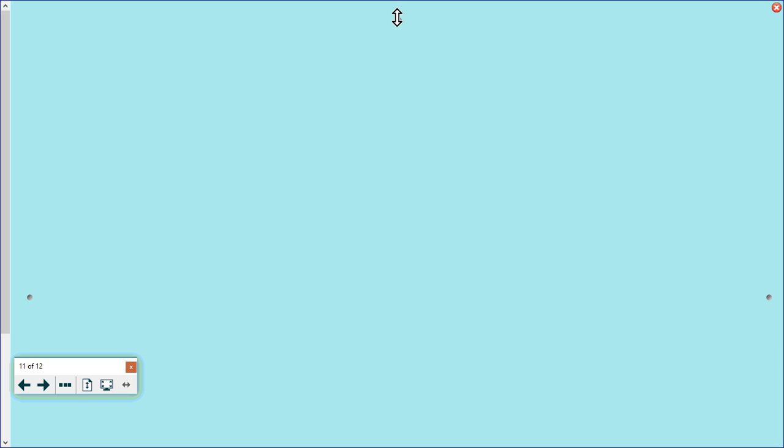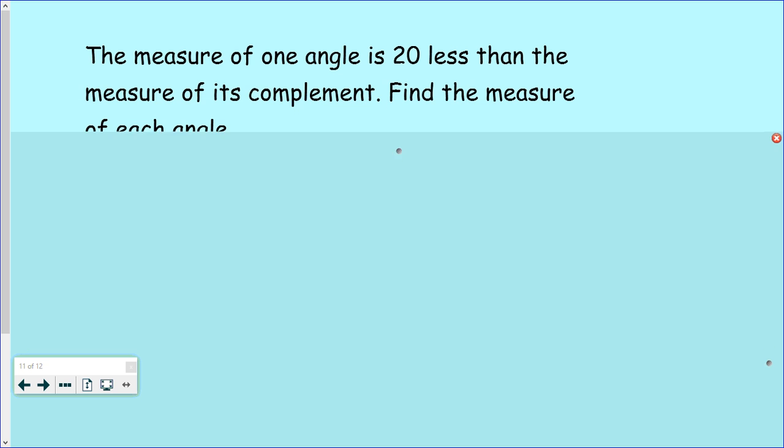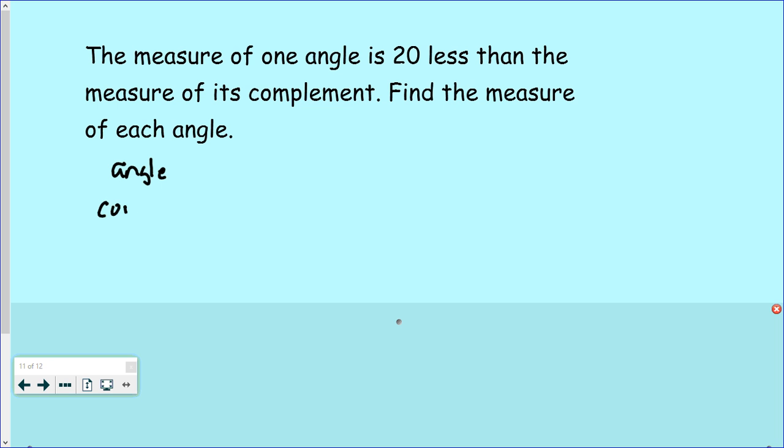And finally, the measure of one angle is 20 less than the measure of its complement. Find the measure of each angle. So we have an unknown angle, and we have the other angle, which is called its complement. Now they say this angle is 20 less than the complement. So they're relating the angle to the complement. The angle is going to be 20 less than it.